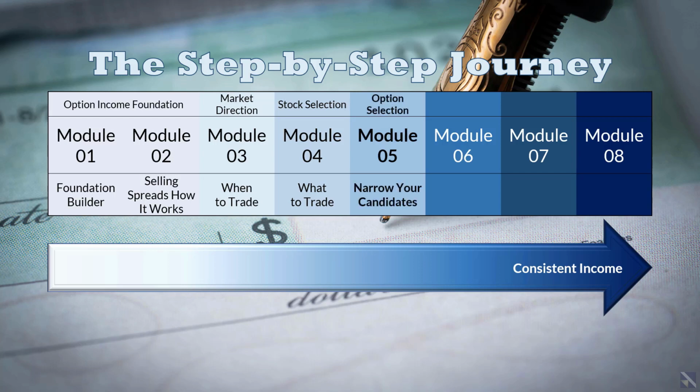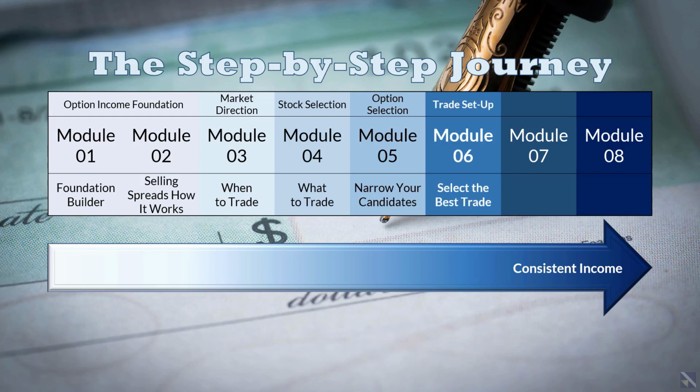In Module 5, now that you've got your list of stocks, we're going to narrow it down to the best option candidates. We're going to look for the ones that give us the highest probability for profits and make sure that you're getting paid that top dollar. That way you can make money even if the trade goes nowhere.